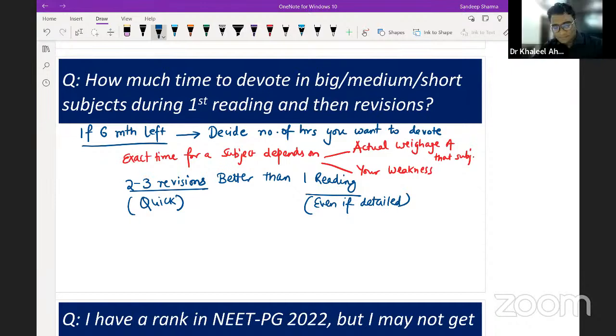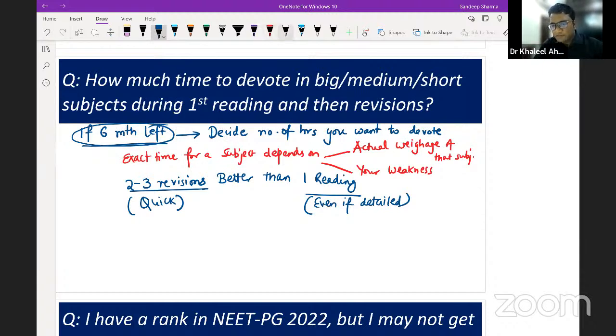Yeah, so because this is the first reading, if the students have time, they are in their final year, they started from their third year, doing an extensive reading of that subject during their course is fine. But once they are in the NEET PG preparation, they have to very, very sharply categorize which subjects they want to spend more time with and which subjects in the short duration.